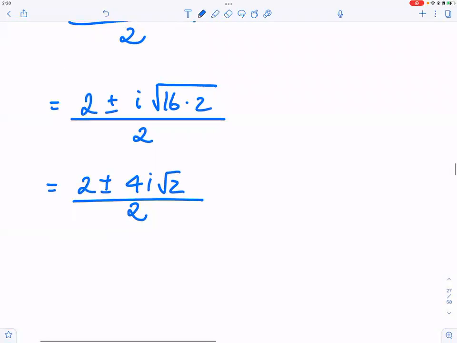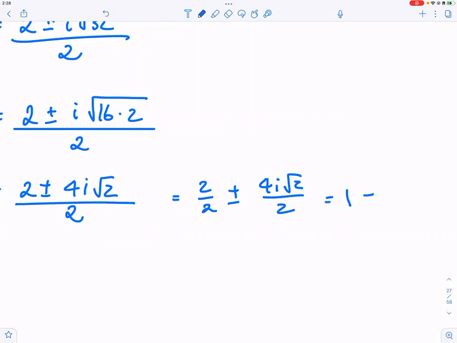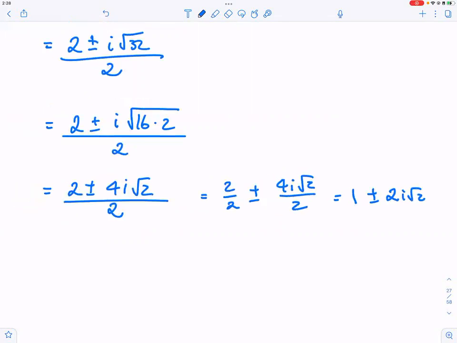And now let me show you the way, what I mentioned earlier, that the 2 in the denominator is a common denominator. So this is how you can simplify it. So you have 1 plus or minus 2i root 2, acknowledging that the 2 in the denominator is a common denominator. So when you split it back into 2 separate fractions, the 2 is the denominator, and now you can see how it's being reduced.